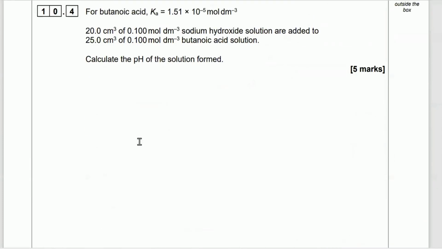Okay, so for 10.4, here we go. This is similar to a buffers question, because you're dealing with a weak acid and the salt of the acid. So for butanoic acid, the Ka is 1.15 times 10 to the minus 5 mole per decimeter cubed. We've got 20 centimeters cubed of 0.1 mole per decimeter cubed sodium hydroxide solution that's added to 25 centimeters cubed of 0.1 mole per decimeter cubed butanoic acid solution. Calculate the pH of the solution formed.